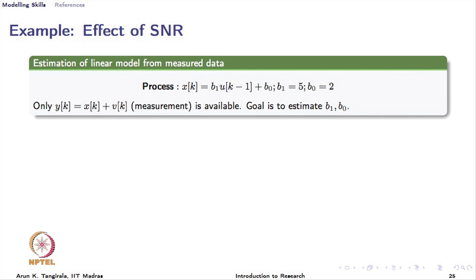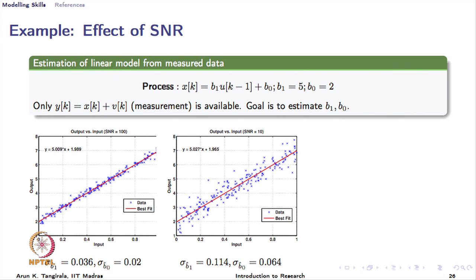using the data, what do I get? Let us look at it quickly here in two different situations. On the left you have the situation where the signal to noise ratio is 100. I have adjusted the noise level in V such that the signal to noise ratio is 100, and the codes for this are available on my website. What you see on the right is the situation for SNR 10.